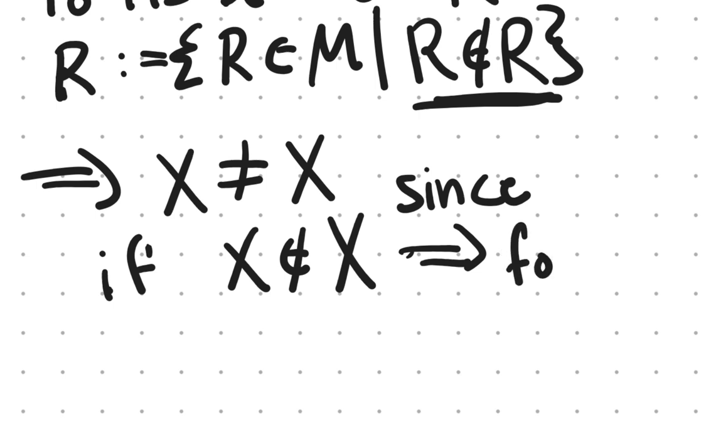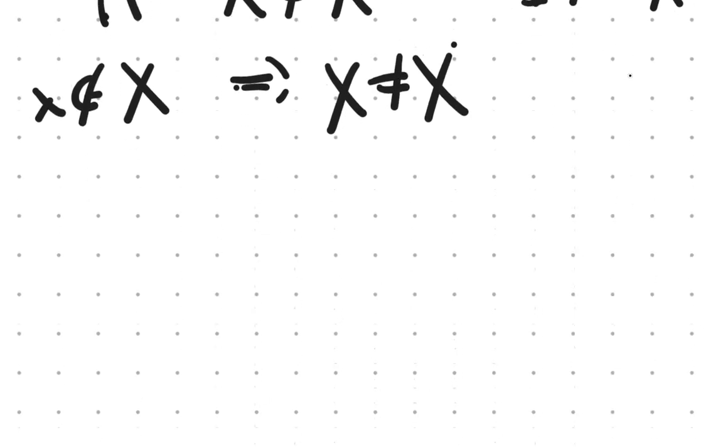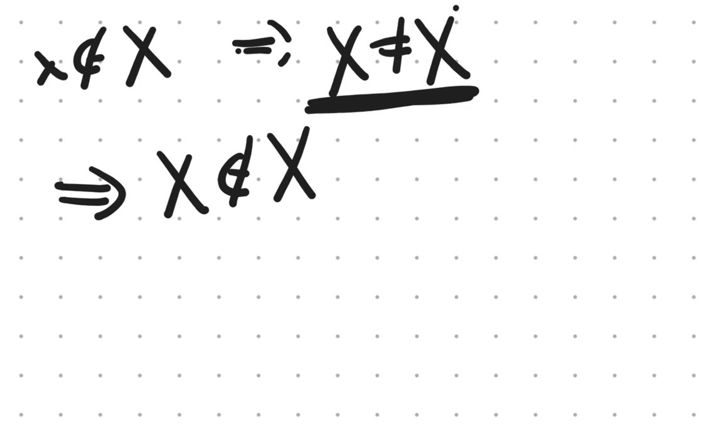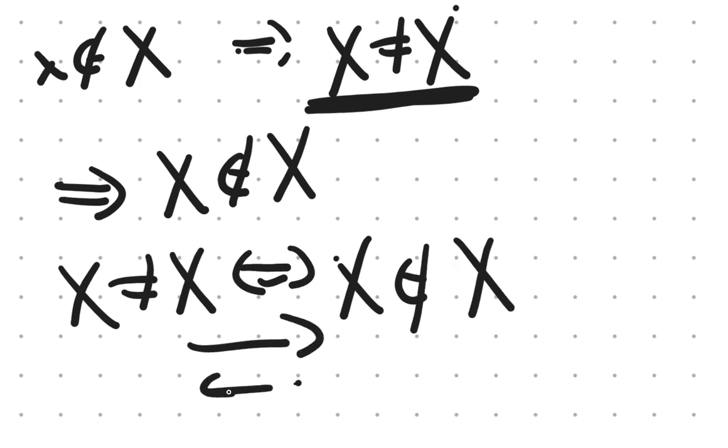it obviously implies that for any, or maybe there exists an element X in M such that X is not in X, so X is not X. Okay, so if this is true, then X is not X. Okay, and if X is not X, it means that X doesn't contain itself, so X is not an element of X. So we can actually say that if X is not X, it is equivalent to saying X is not an element of X. So we can go this way or this way, it doesn't matter.